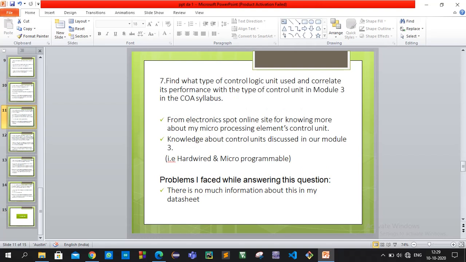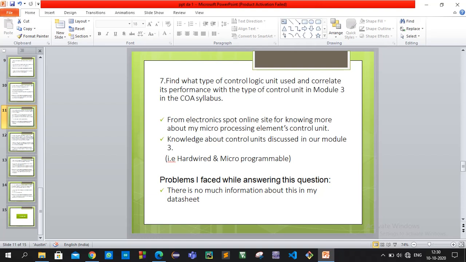Seventh question is to find what type of control logic unit is used and correlate its performance. For this question, I searched many websites for information related to the control unit, because in my datasheet there is no information related to the control unit used in my IC. So from online websites known as Electronics Spot and Electronics Hub, I found my microprocessing element's control unit, and correlated it with the control units in our module, where there are two types, hardwired and microprogrammable control units, which are discussed in module 3 of our COA syllabus.